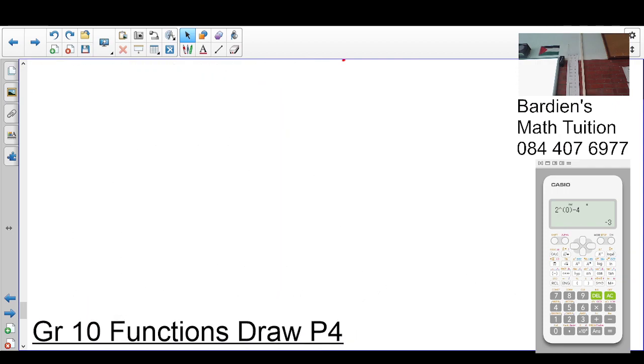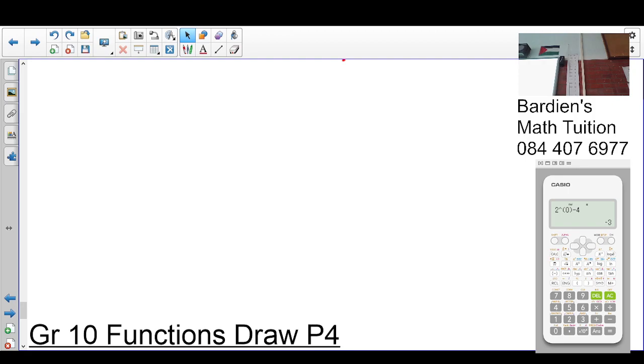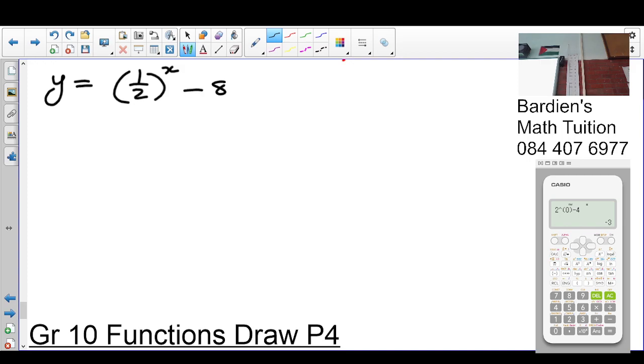Right, so let's do this quickly. What do we have? y is equal to (1/2)^x minus 8. Right, draw that graph quickly, people.